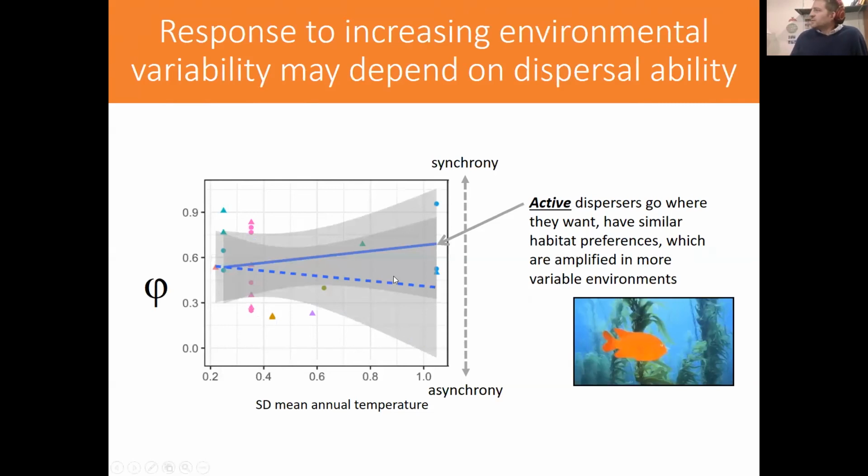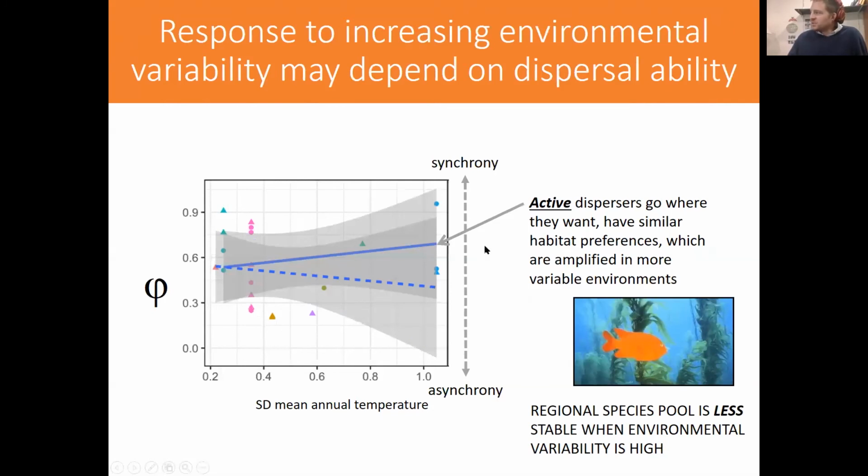Okay, so back to this figure, our hypothesis is that active dispersers will show increased synchrony with increased environmental variability. That's because if you're an active disperser, you choose where you go. And so if the landscape is showing more variability in space and in time, you're going to have active dispersers seeking refuge in the same places at the same times. So that's the mechanism by which we expect synchrony there. And this will make the species pool less stable.